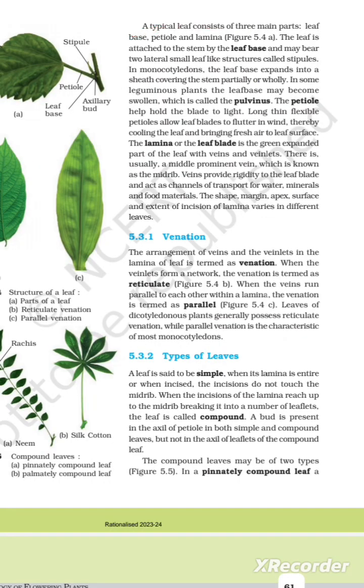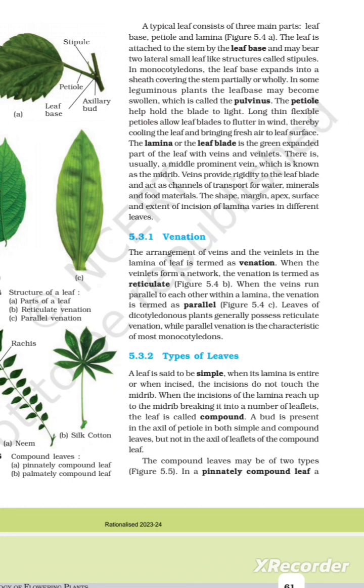A typical leaf consists of three main parts: leaf base, petiole, and lamina, Figure 5.4a. The leaf is attached to the stem by the leaf base and may bear two lateral small leaf-like structures called stipules. In monocotyledons, the leaf base expands into a sheath covering the stem partially or wholly. In some leguminous plants, the leaf base may become swollen, which is called the pulvinus. The petiole helps hold the blade to light.